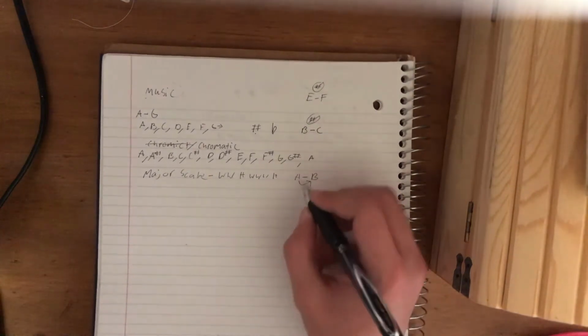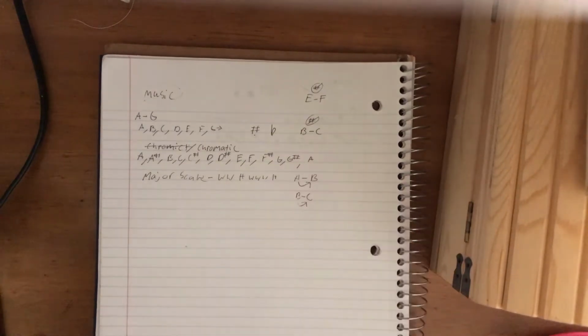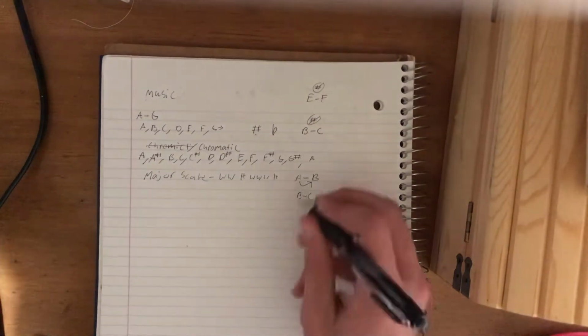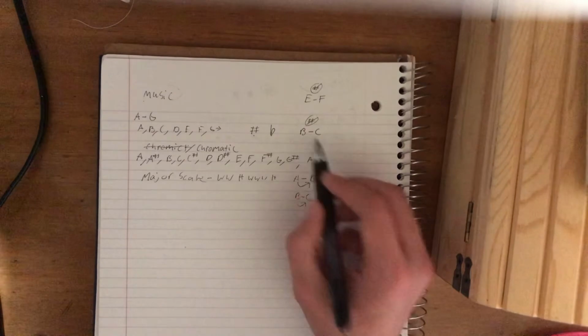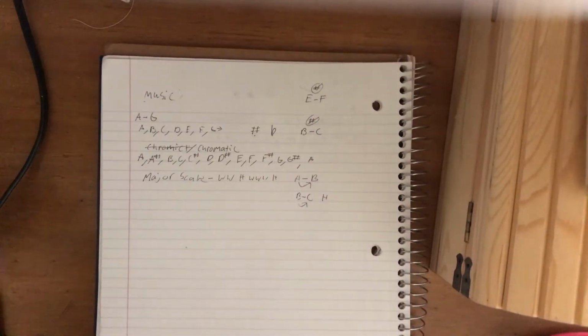Same. Now, what would B to C be? Give you a second to answer. That would be a half step, because big cats, B to C, eat fast, E to F. There's no sharp or flat in between.